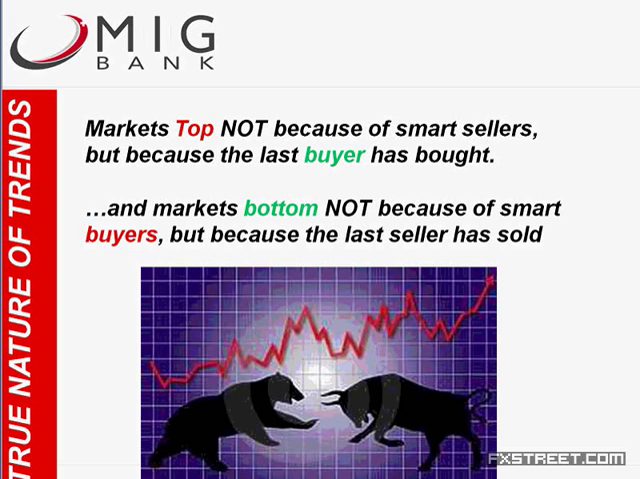Last buyer has bought. The market should reverse because of this exhaustion, and we get the reversal. And the opposite is true. A market bottoms not because of smart buyers, but because the last seller has sold. So that's the exact opposite for a downtrend.